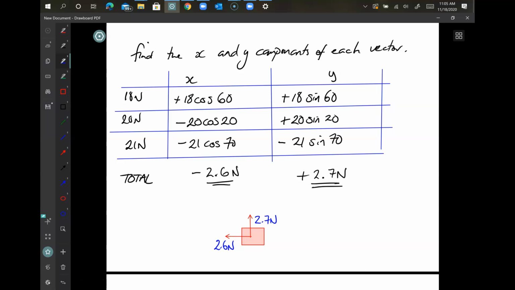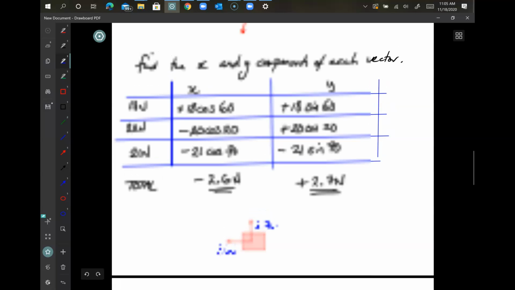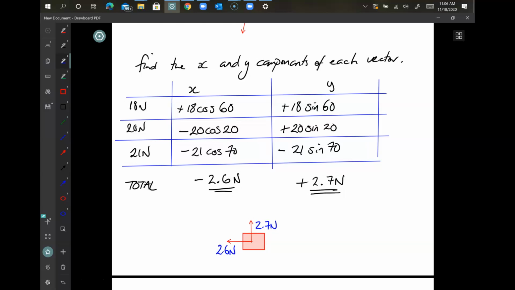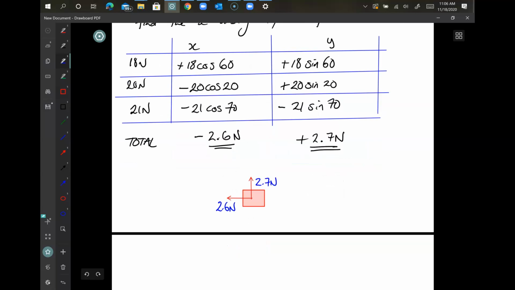The question, though, was find the net force. I haven't yet found the net force, but what I've done is I have allowed myself to easily calculate it because I know that the net force in this situation will be that green arrow, and finding the length of that green arrow and its angle is relatively straightforward. So let's just do that to finish off this little problem.